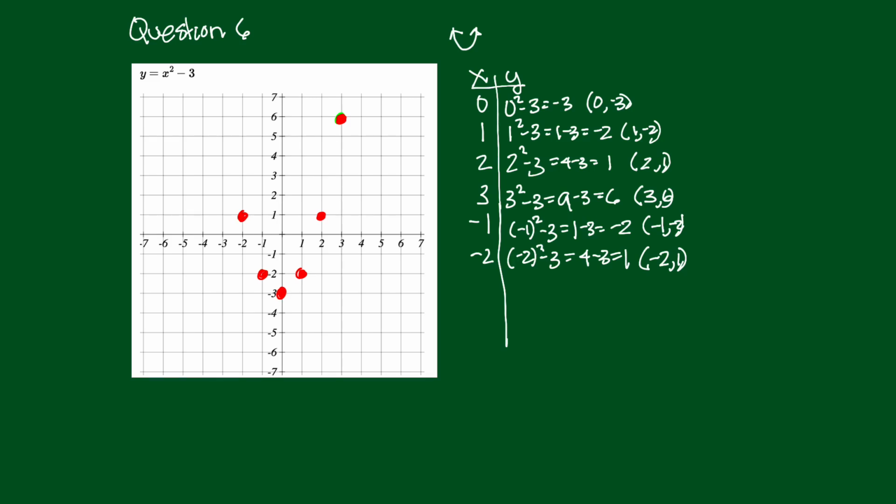Now let's do one more. Let's put in that negative 3. All right, so I'll put in a negative 3. Now I'll get negative 3 squared minus 3. That's a 9 minus 3, and that's a 6. So this point is to the left 3, up 6. All right, so starting at the origin, to the left 3, 1, 2, 3, up 6, puts us right there.